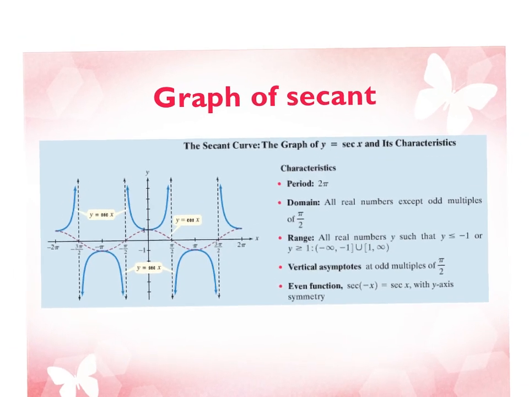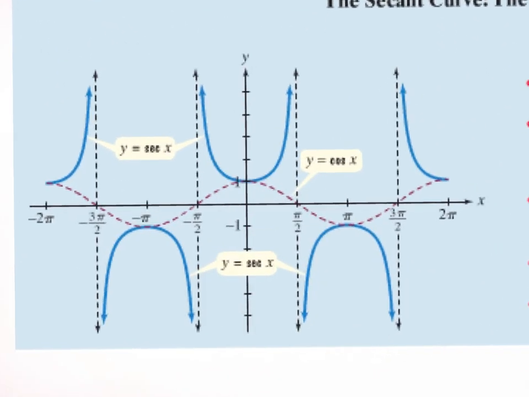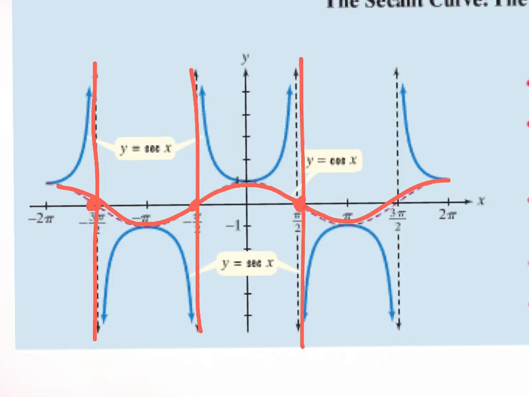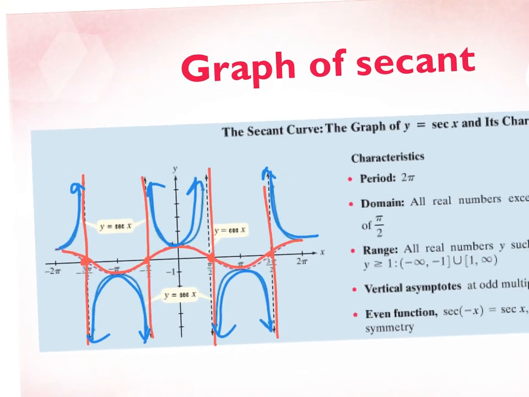The graph of secant is based on cosine. So if you zoom in on this, you'll see that this curve right here is actually cosine. Everywhere there's an intercept is an asymptote. And everywhere there's a maximum, there's a parabola pointing up. Everywhere there's a minimum, there's a parabola pointing down. So same qualities as the cosecant.